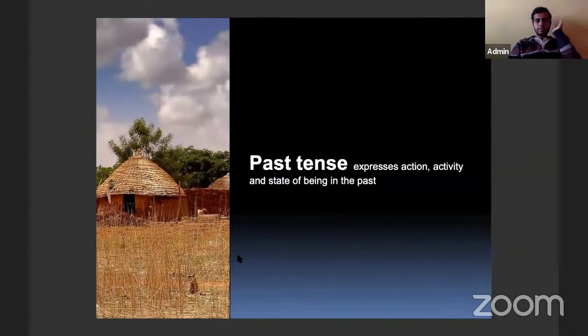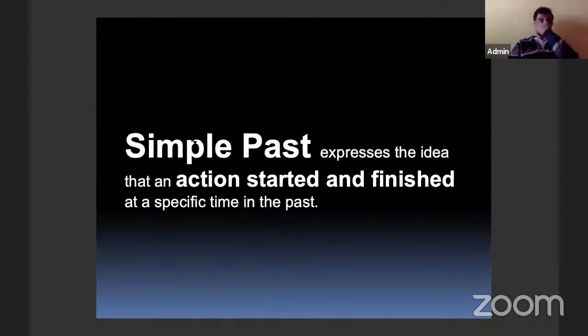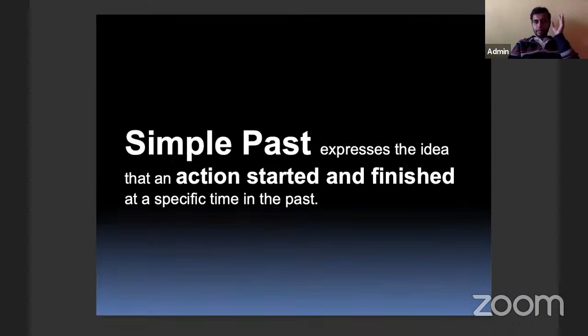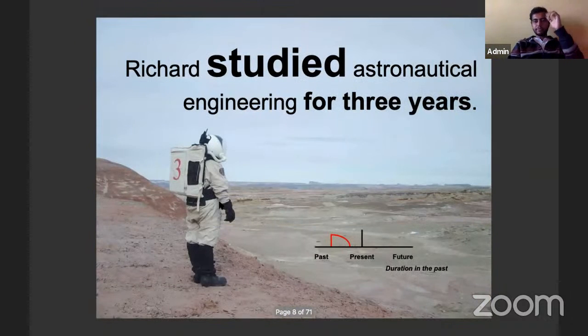Past tense, something happened in the past. Simple past. Again, सब में 4 तरह का है: simple, perfect, continuous, perfect continuous. Okay, simple past, started in the past, finished in the past. Henry arrived at the airport. Richard studied astronautical engineering, started in the past, finished in the past after 3 years in the past only.